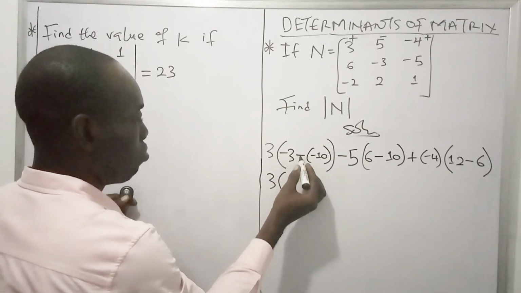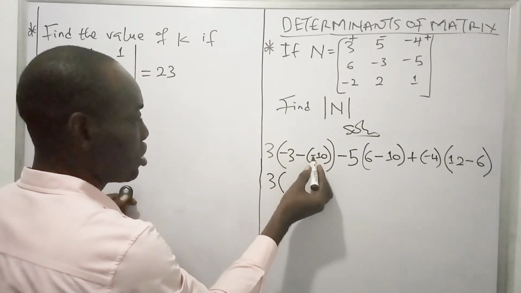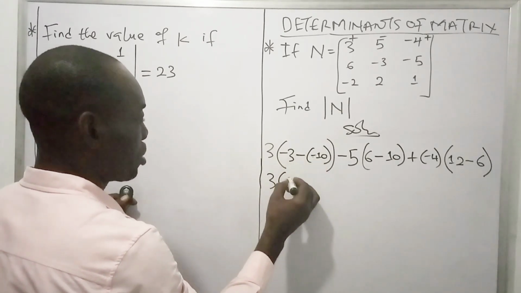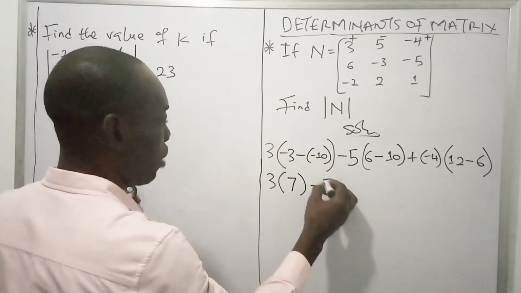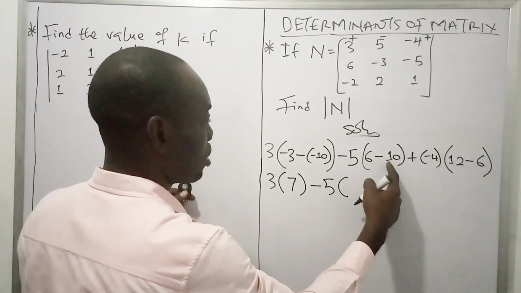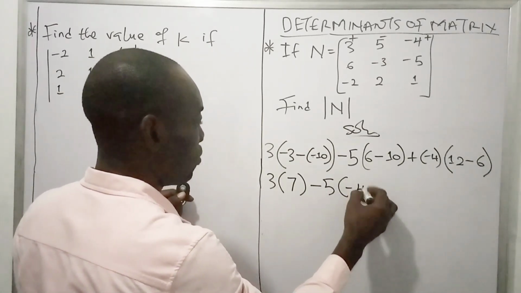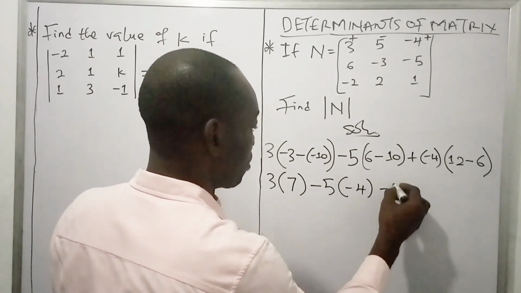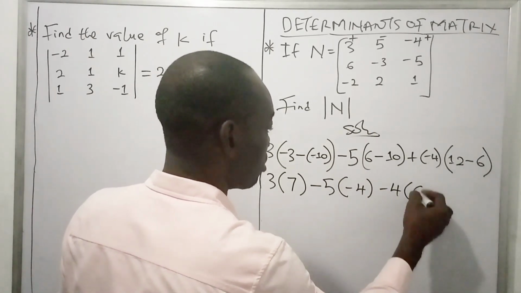All right, now resolving this, we're going to have 3 into minus 3, okay, minus times minus here will give us positive 10. So minus 3 plus 10, we're going to have 7, okay? Then minus 5 into 6 minus 10, that's minus 4. Then plus times minus, we're going to have minus 4 into 12 minus 6, that's 6.